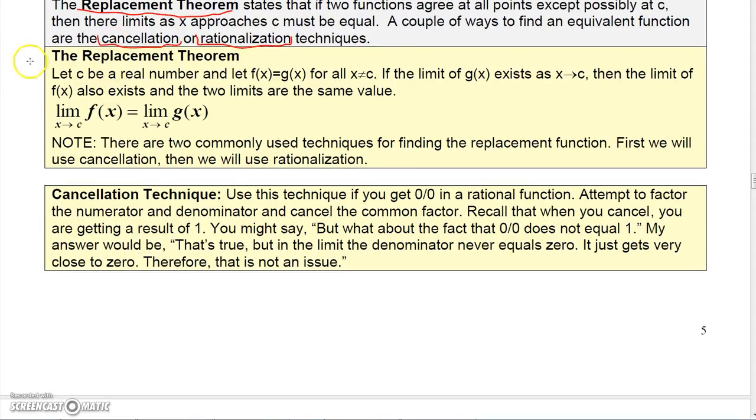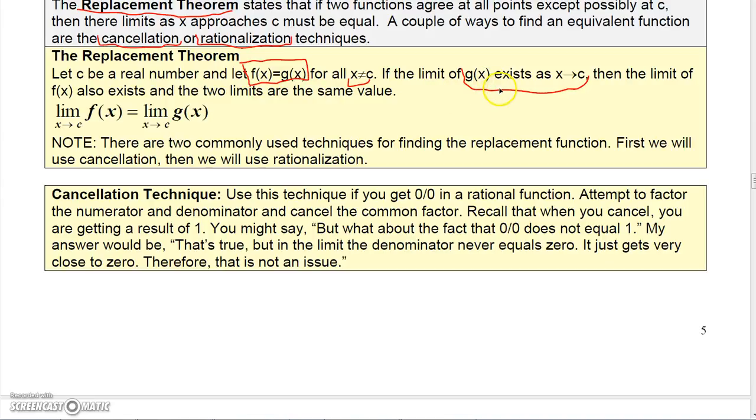Now, what the replacement theorem says formally is: let c be a real number, and let f of x and g of x equal the exact same function everywhere except at c. Okay, now what does that say? What happens if that's true? If the limit of g of x exists as x approaches c, then the limit of f of x also exists, and the two limits are the same value.